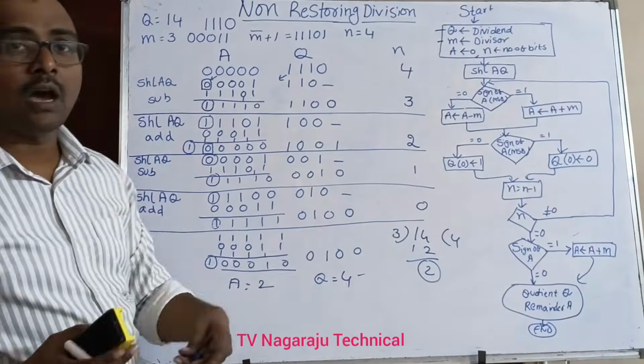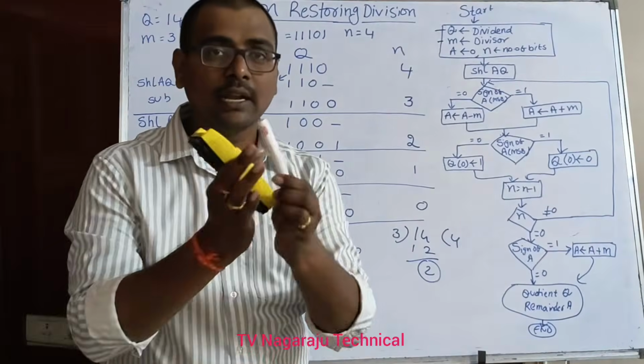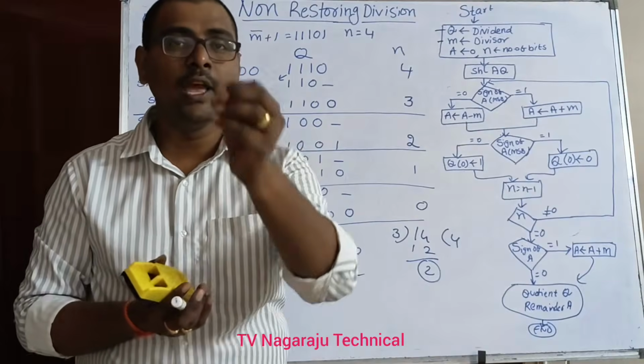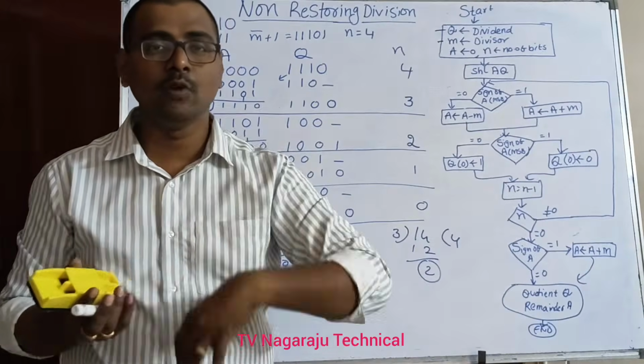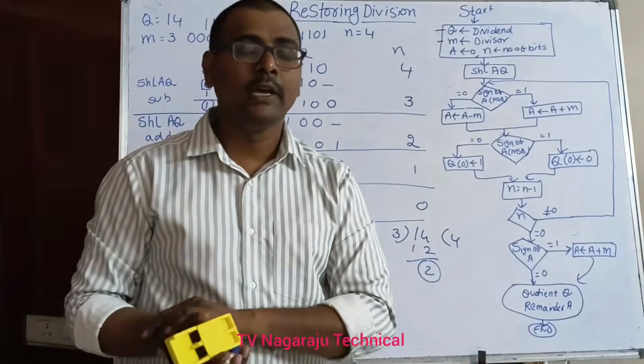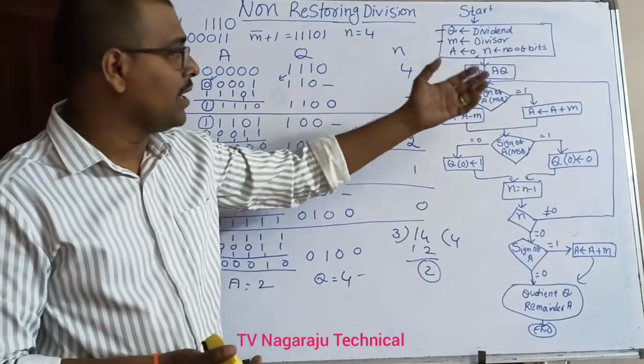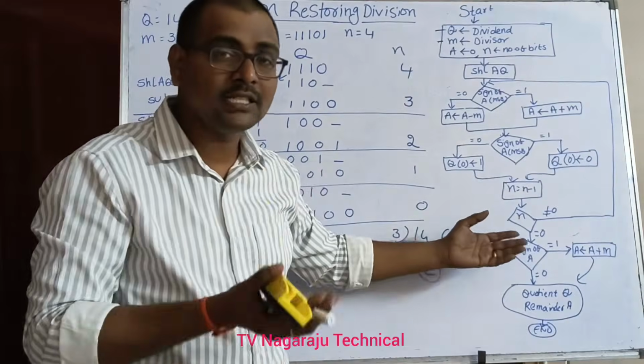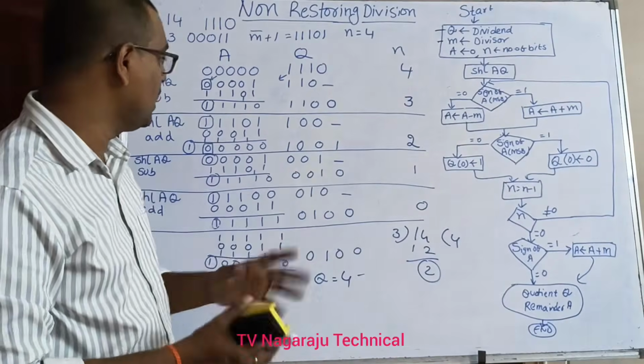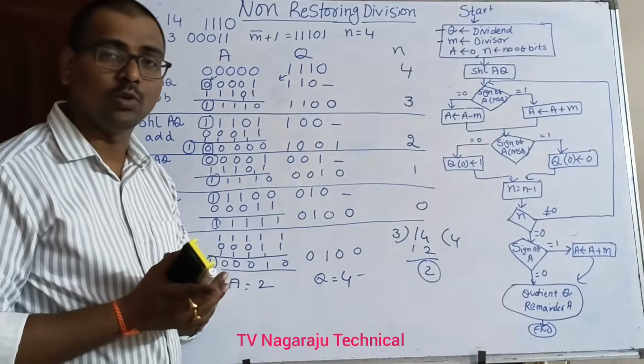Right? This is non-restoring. Generally, the difference is that in restoring, whenever a negative remainder occurs, immediately we do the restore operation. But in the case of non-restoring, the negative remainders are added in the subsequent iterations. Clear? This is the example of non-restoring division.